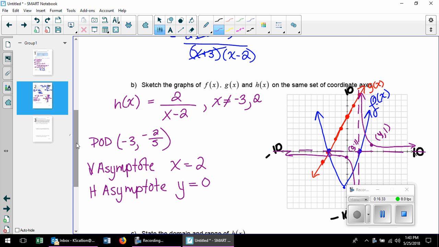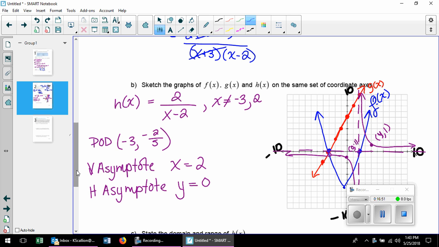Okay, things that are going to catch you up on the exam: make sure your points of discontinuity are labeled. Make sure they're there. Y-intercepts if you've got them, make sure they're there. And x-intercepts if you've got them, make sure they're there.